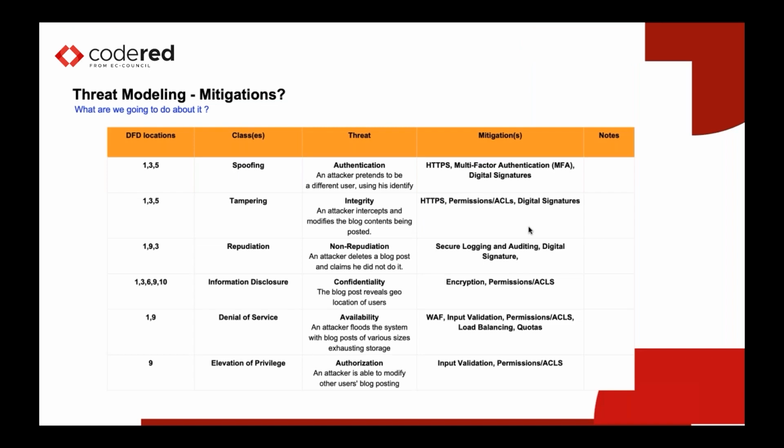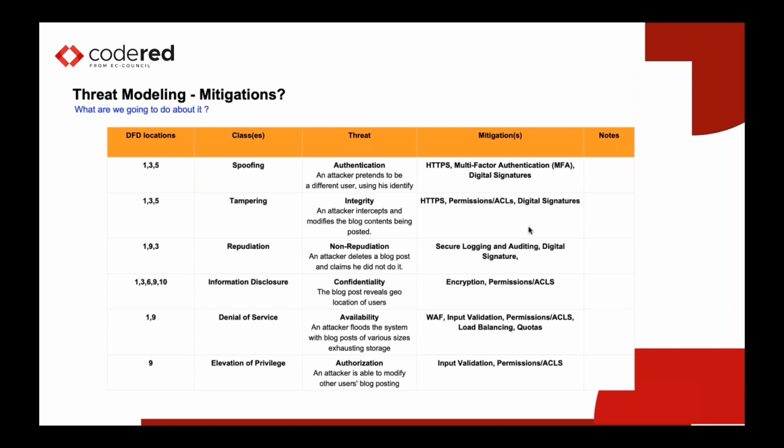Denial of service, there could be mitigations like WAF, defining input validation, again, some permissions within cloud access boundaries, and load balancing, and then defining your strict quotas and all, which should prevent denial of service attacks. Elevation of privilege, this could have mitigations like input validation, strong authorization checks, again, permission checks.